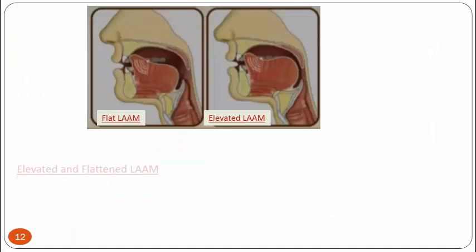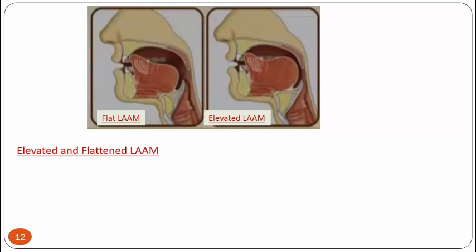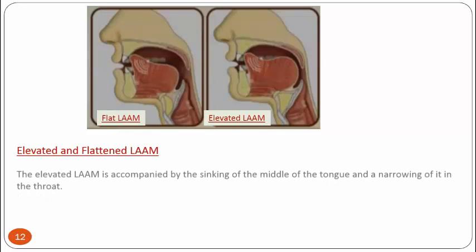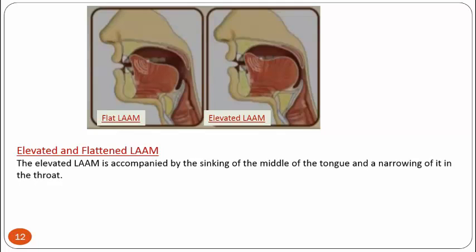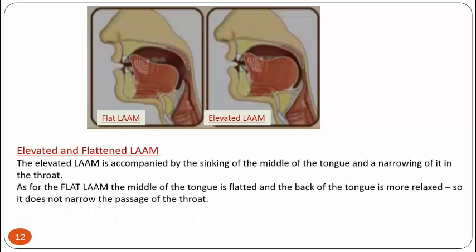There's one other area in relation to the lam, which is the elevated and the flat lam. Lam can be elevated or it can be flat, like Allahu and Bismillahi. The elevated lam is accompanied by the sinking of the middle of the tongue and a narrowing of the back of the tongue in the throat, right? So the passageway becomes smaller. Okay, so it sinks in the middle. That's for the elevated lam.